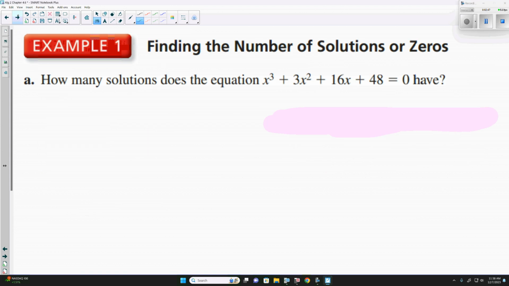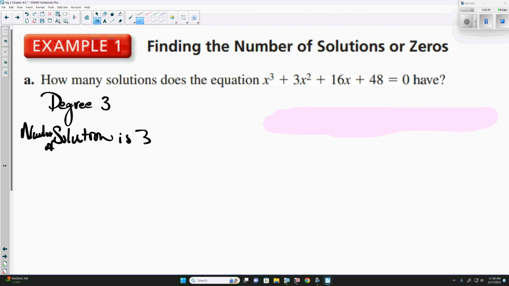Thus, how many solutions does the equation x cubed plus 3x squared plus 16x plus 48 have? What's the degree? So the degree is 3, so the number of solutions is 3. So that's 3 solutions.